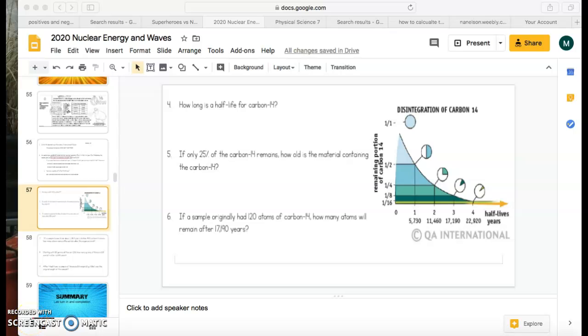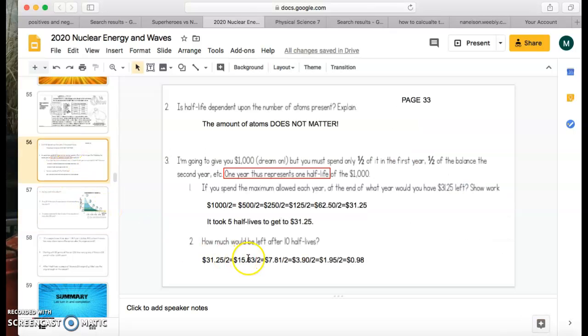Okay, so far we have defined what a half-life is. I've kind of given you a really good example of how half-lives work using money. Remember, a half-life is just whatever amount of time, in our other example, it was 1 year, it takes for the material to be cut in half. Every time we divide by 2, cut it in half, we've gone through a half-life.